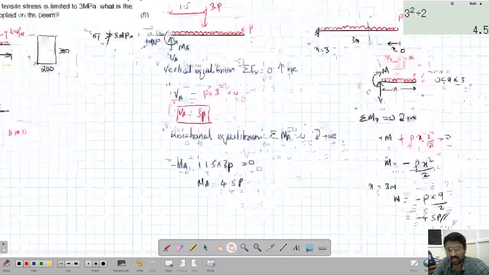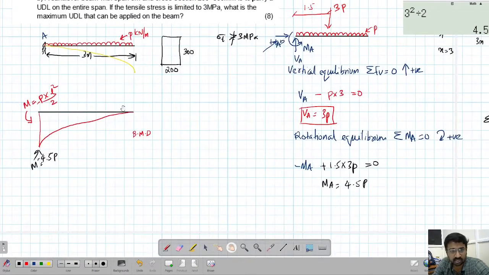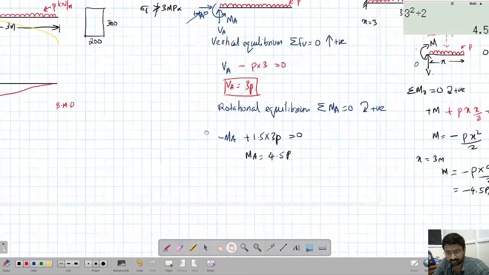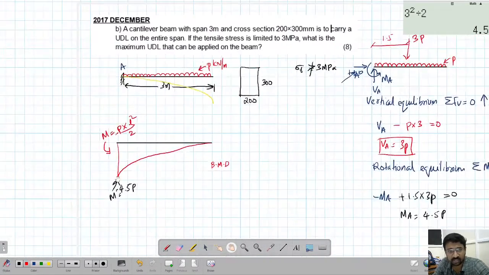Now you can see this equation is parabolic. The power of x is 2, so this curve is a parabolic curve. Any of these methods you can adopt to find the maximum moment. Why do we want the maximum moment? Because the bending stress will be maximum where the moment is maximum. So whenever they ask you to find the stress or the load, always find the maximum bending moment location.